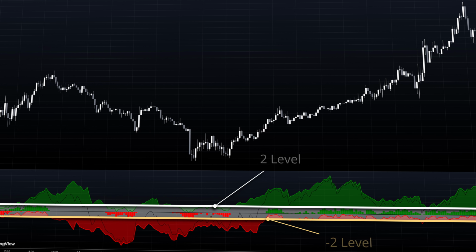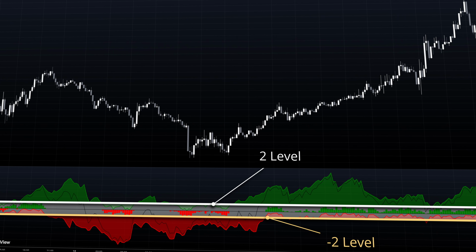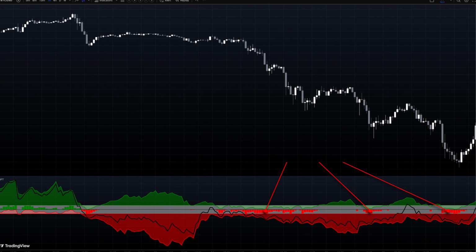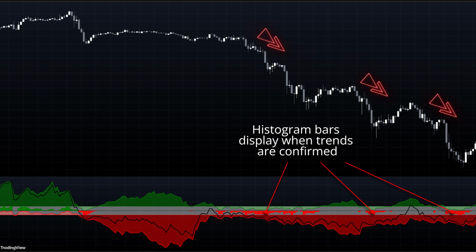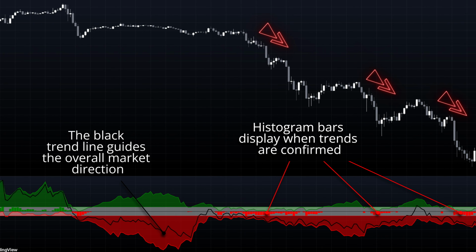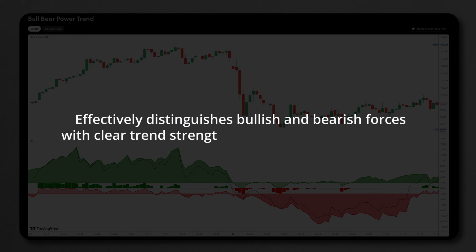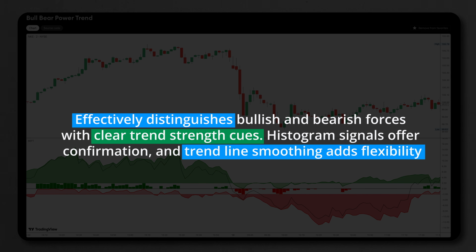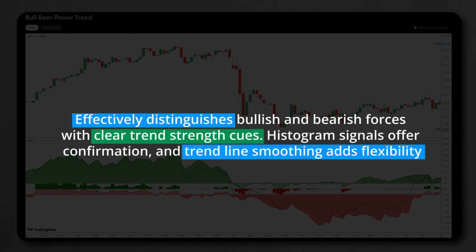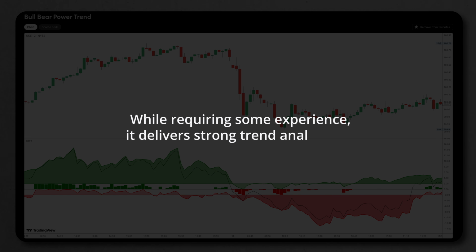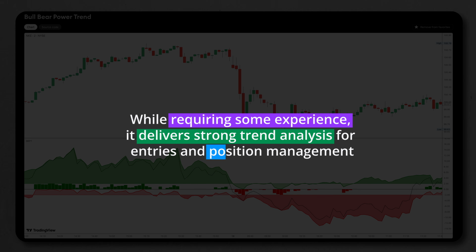and key threshold levels at +2 and -2 that mark significant trend strength. Histogram bars appear when trends are confirmed, and the black trend line helps track overall market direction and potential stop-loss points. It effectively distinguishes bullish and bearish forces with clear trend strength cues. Histogram signals offer confirmation, and trend line smoothing adds flexibility. While requiring some experience, it delivers strong trend analysis for entries and position management.